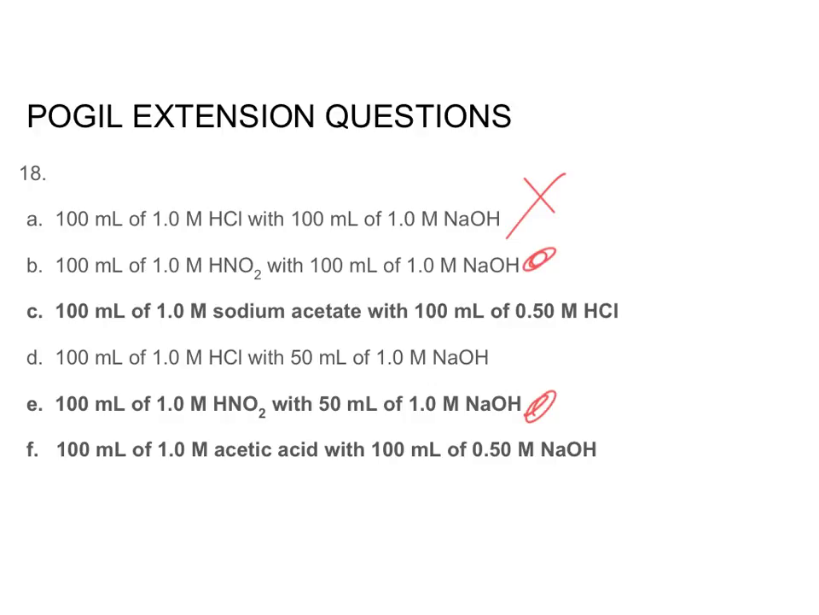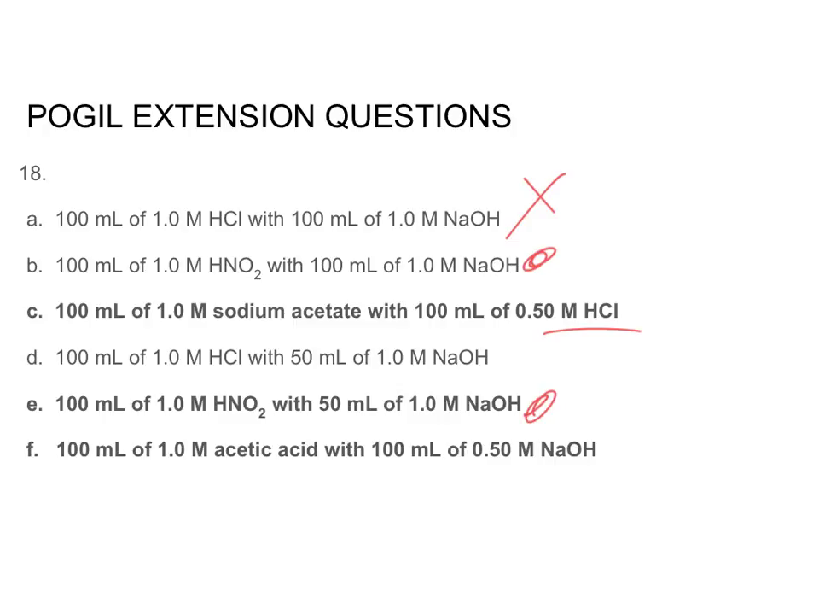C works because we have a strong acid that is going to be the limiting reactant compared to the weak conjugate base. And E works because we have a strong base that's the limiting reactant when compared with the weak acid. And F works because we have the acetic acid being mixed with a strong base again, and this time the strong base is again the limiting reactant. So do you see how B and E are different?